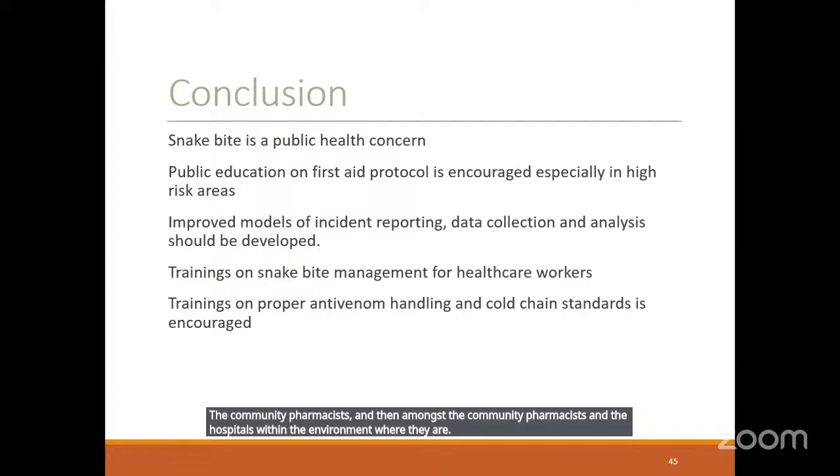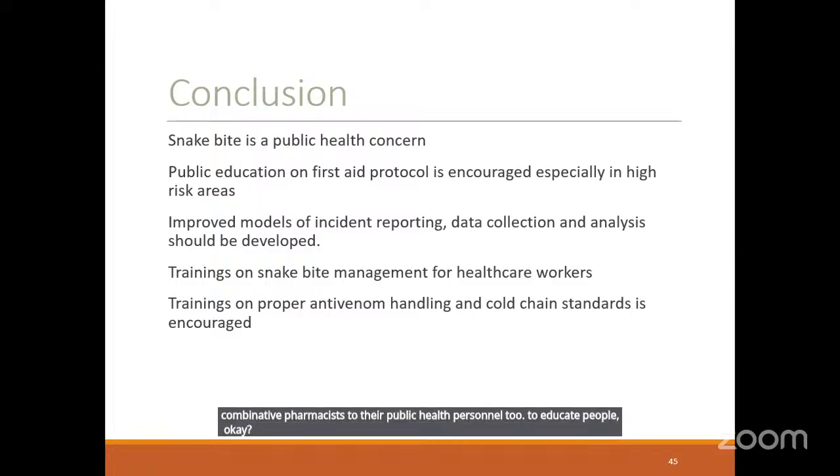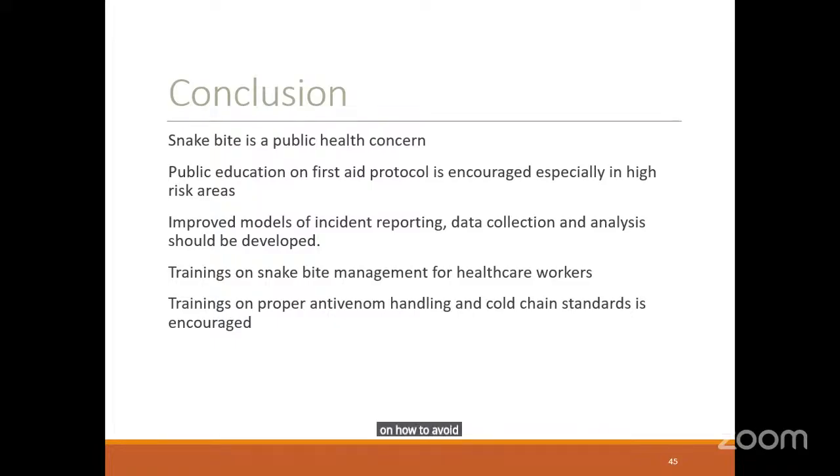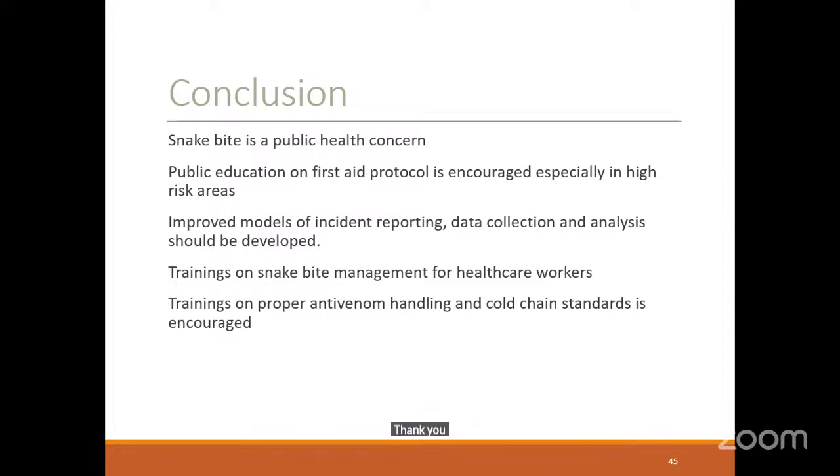And then community pharmacists are also public health personnel, to educate people on how to avoid such snake bites and what to do when it occurs. So I think as community pharmacists, we have a lot of roles to play. Thank you. Thank you. All right. Thank you very much.